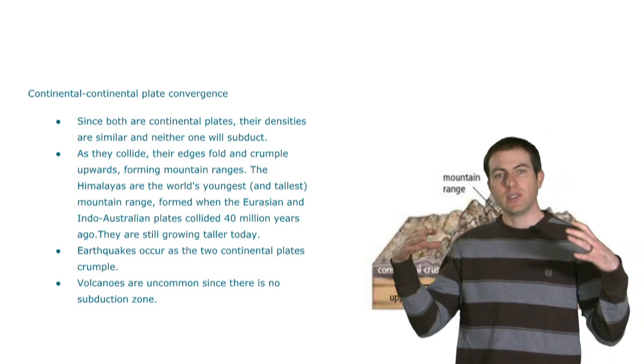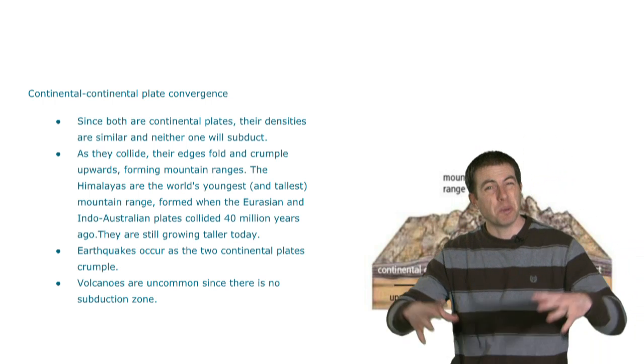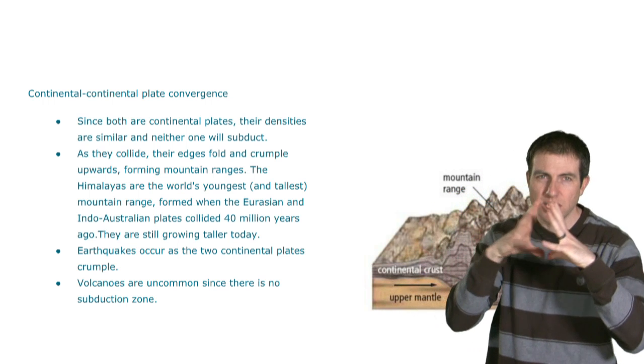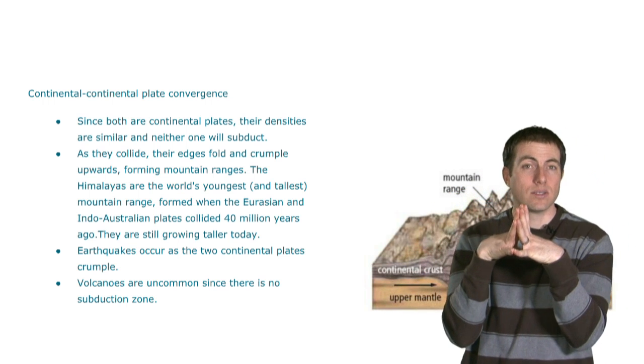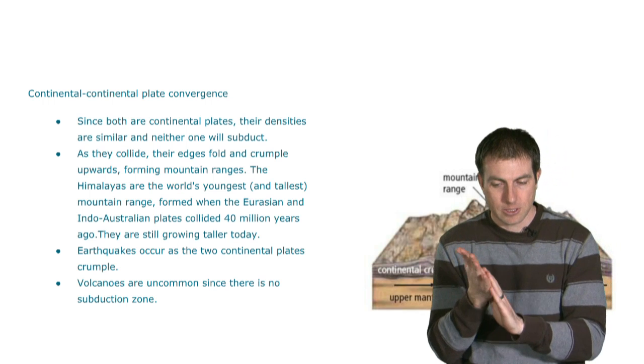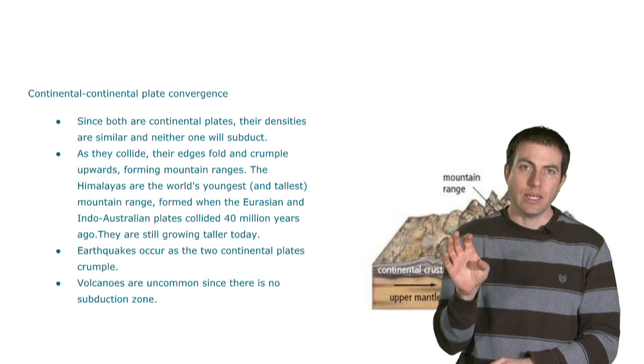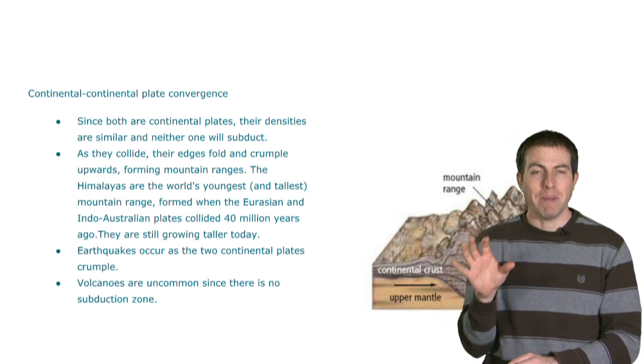Because we don't have plates going under each other, you don't end up with volcanoes, but because these are two massive continental plates, really thick, running into each other, you get a lot of earthquakes. So places through Pakistan, through India, Nepal, you get massive earthquakes.